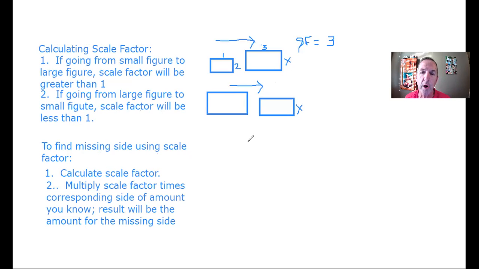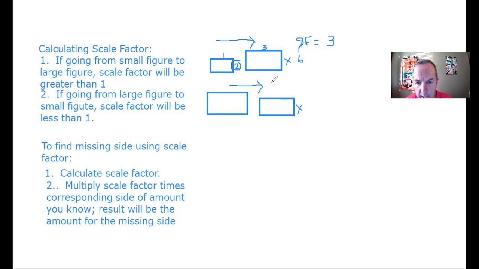In other words, calculate your scale factor. You know what this side right here is, that one. Use your scale factor, multiply by the number you know, that will give you X. So in this case, 2 times 3 equals 6. And since these are similar figures, that is your ratio. The answer for X is 6.